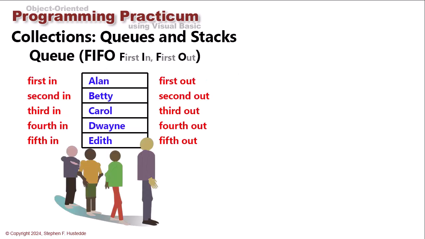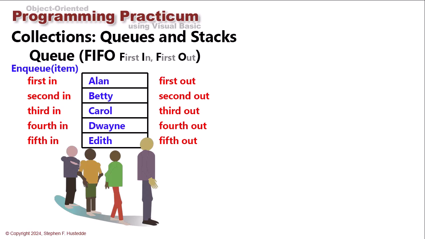Both queues and stacks are collections that allow us to add items into the collection and then remove the items in an orderly fashion. And that's the difference between the queue and the stack, is how it removes the items. So in a queue, we call this a FIFO, which stands for first in, first out. An analogy of this might be standing in line to get into a theater, and the first person in line is the first person out of the line and into the theater. The second person in line is the second person out of the line and into the theater. So it's a first in, first out approach.